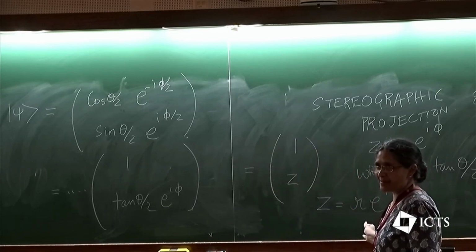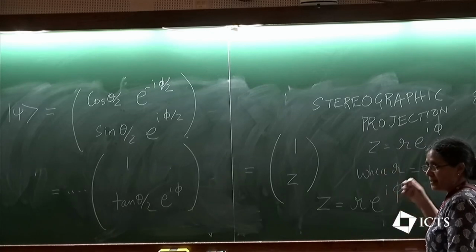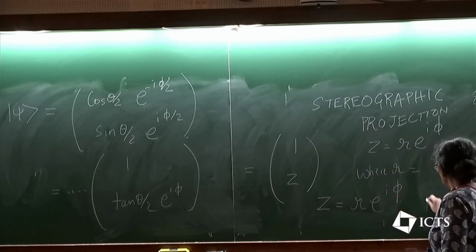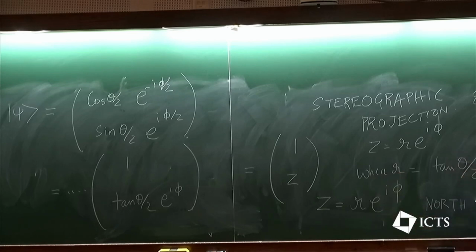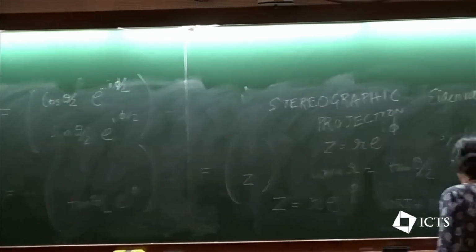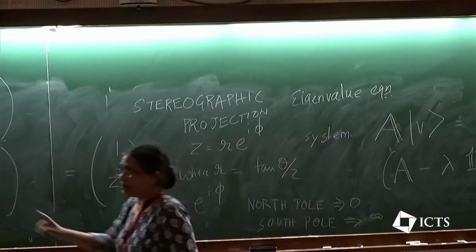That's what happens. And you will find that in this kind of representation, the north pole, what I showed with that smiley ball, the Poincare sphere, north pole goes to 0, and the south pole goes to infinity. These are all things I'm leaving you to check. But I wanted to show something.